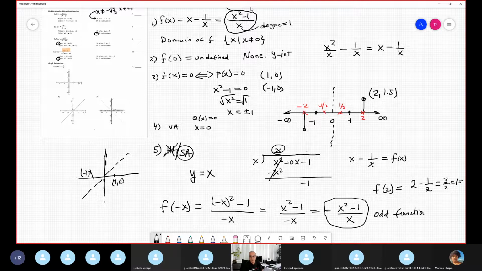I know that this negative 2 would be negative 2, negative 1.5. And 1/2, what happened with the 1/2? Well, 1/2 is similar. Yes, it's similar.